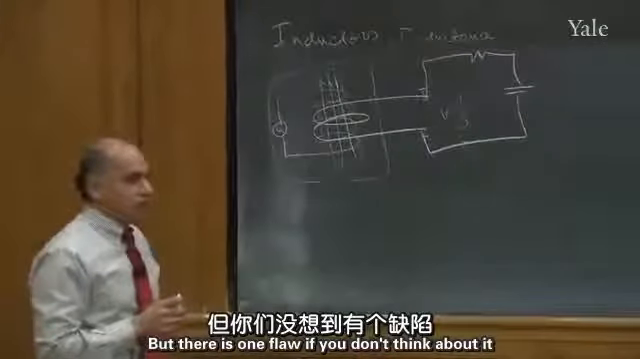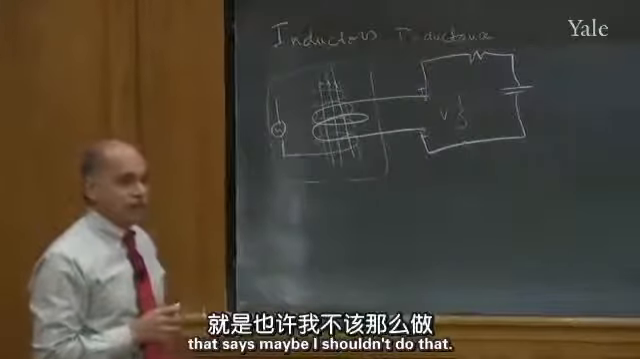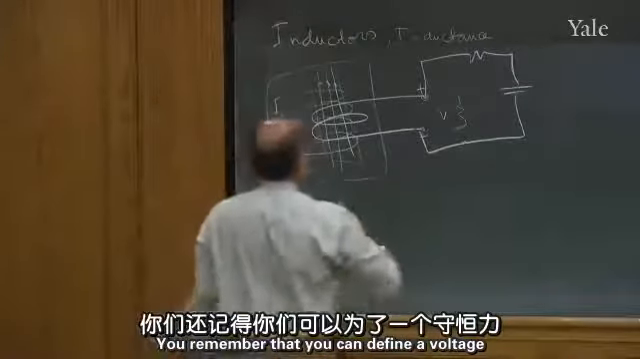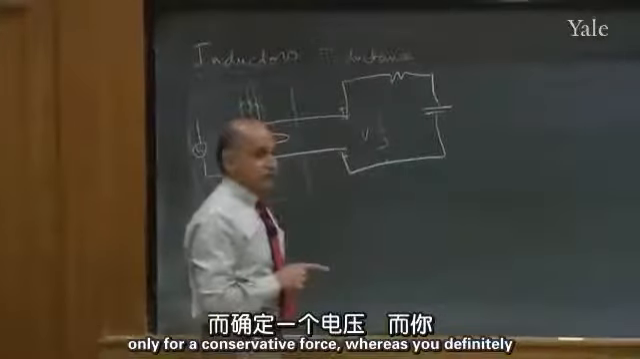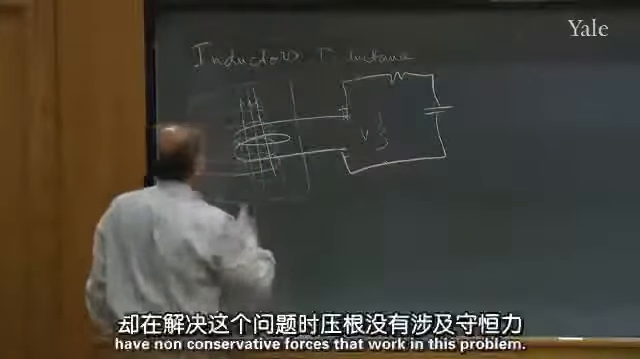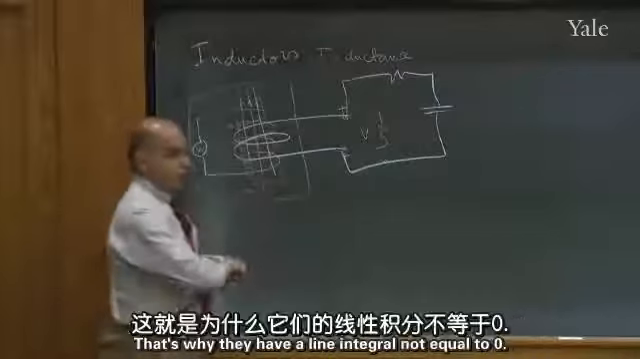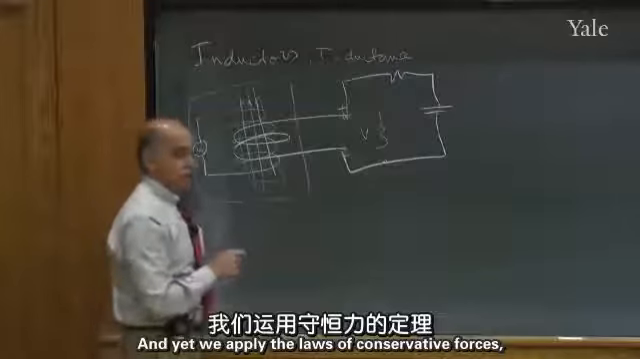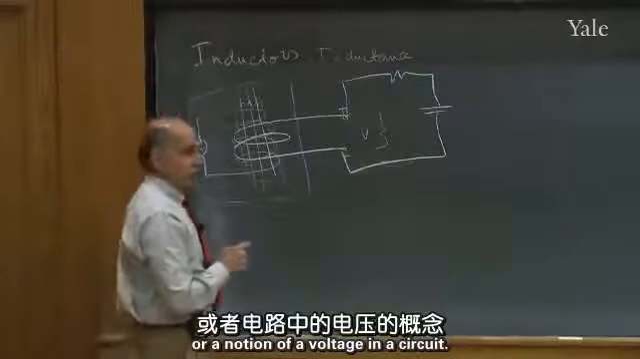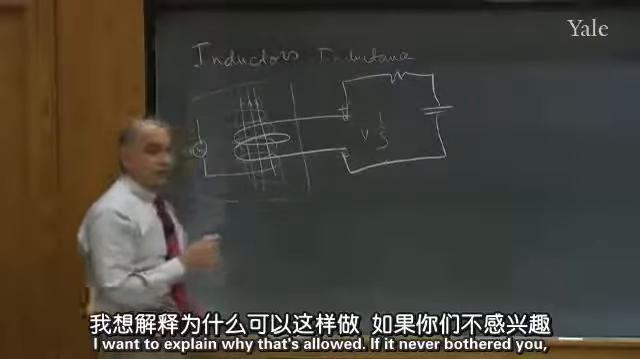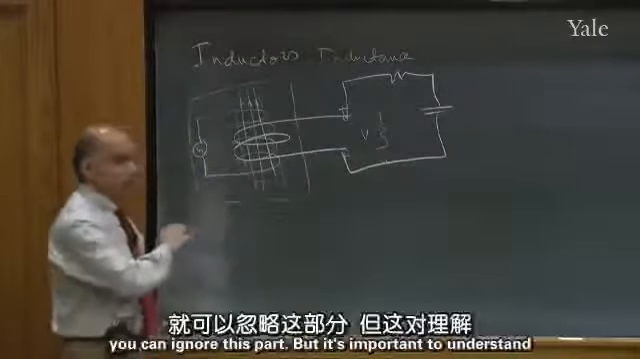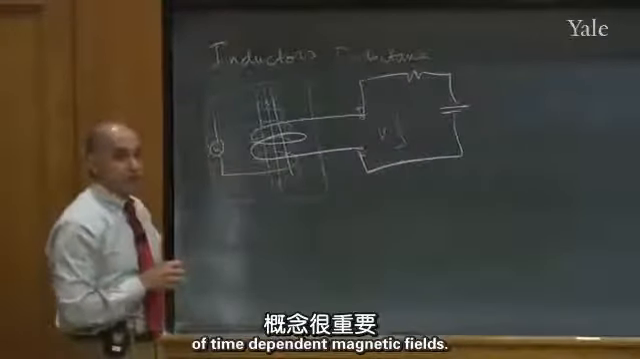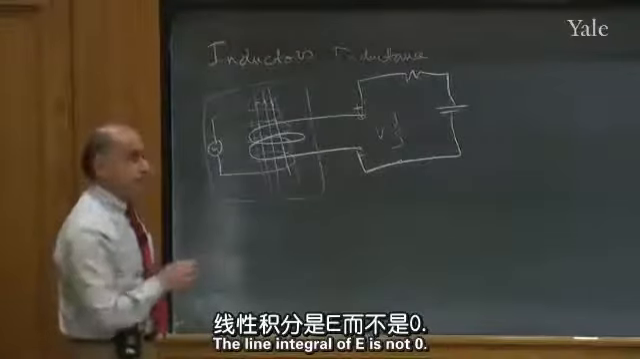But there is one flaw, if you don't think about it, that says maybe I shouldn't do that. You remember that you can define a voltage only for a conservative force, whereas you definitely have non-conservative forces at work in this problem. That's why they have a line integral not equal to 0, and yet we apply the laws of conservative forces or a notion of a voltage in a circuit. So I want to explain why that's allowed. If it never bothered you, you can ignore this part. But it's important to understand how we can have a notion of a voltage in the presence of time-dependent magnetic fields, because the line integral of E is not 0.